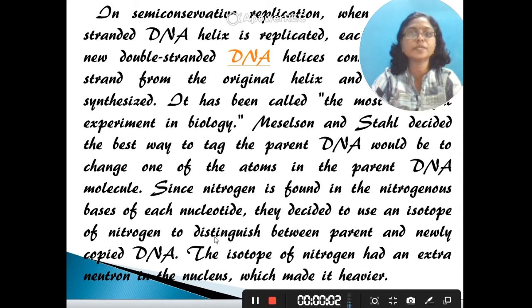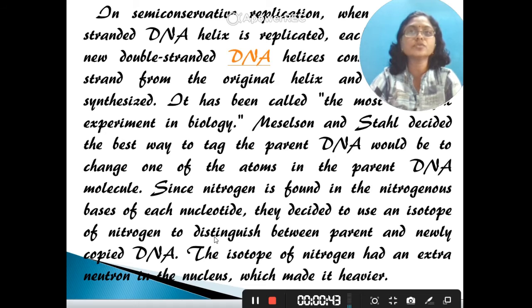Meselson and Stahl's experiment has been called the most wonderful experiment in biology. In semi-conservative replication, the double-stranded DNA helix is replicated in which each parent strand from the parent cell is segregated into the daughter cell. The parent DNA contains nucleotides and these nucleotides are made up of nitrogenous bases which contain nitrogen.